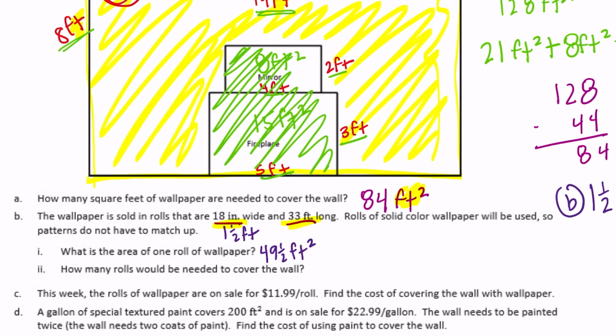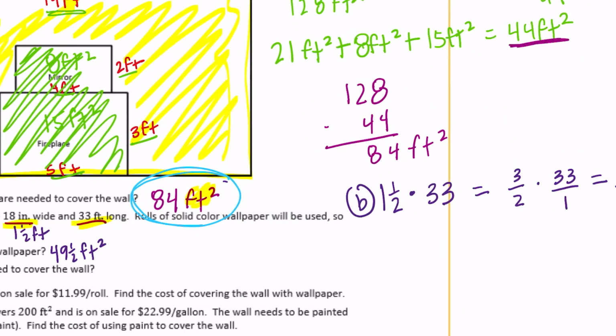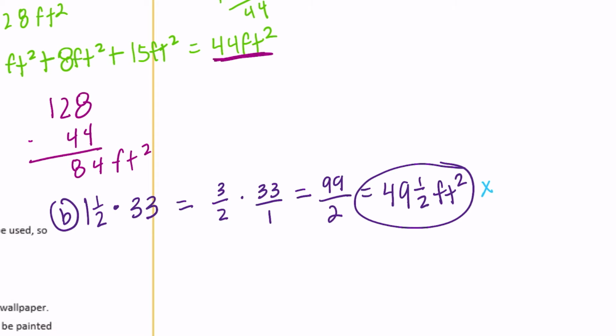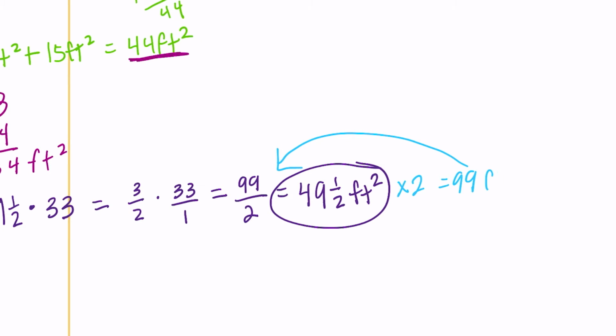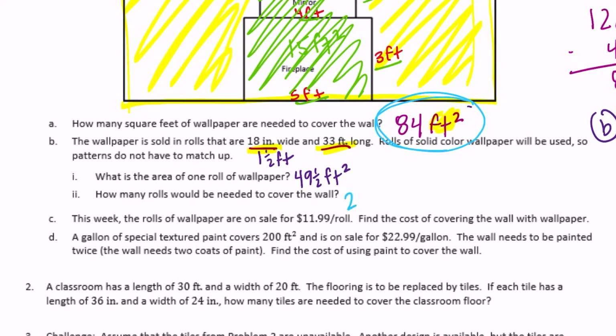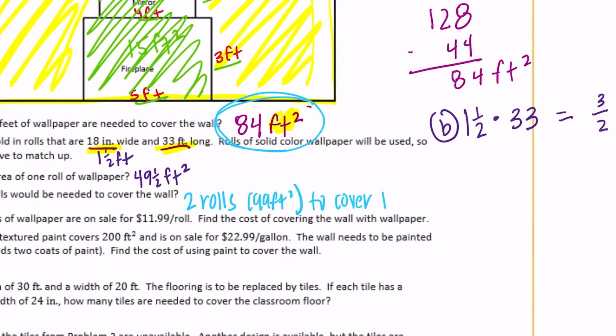How many rolls would be needed to cover the wall? So remember, we needed 84 feet to cover the wall. If one roll is 49.5, then 2 rolls would be, if we multiplied that by 2, we get 99. That would be enough because we only need 84 feet squared. So we would need to buy 2 rolls, or 99 feet squared, to cover the 84 foot square wall.